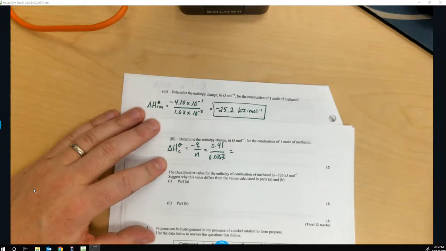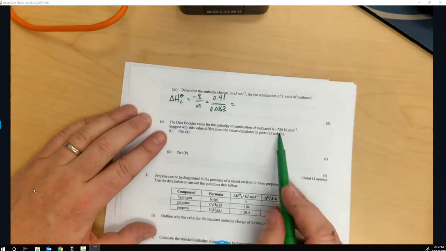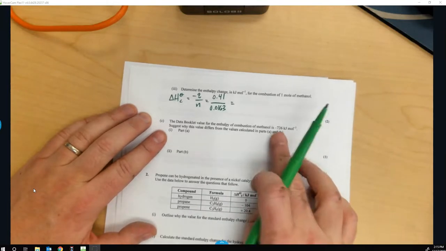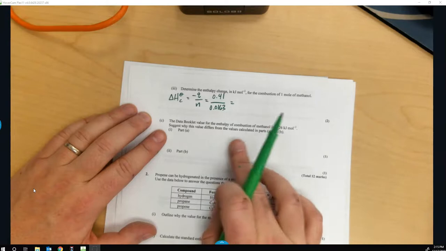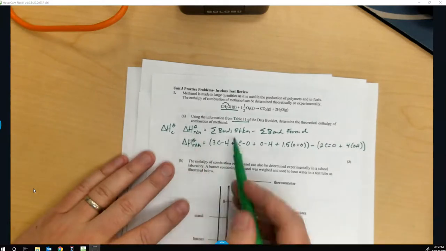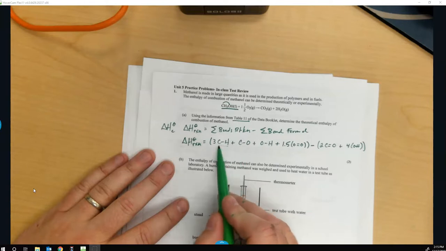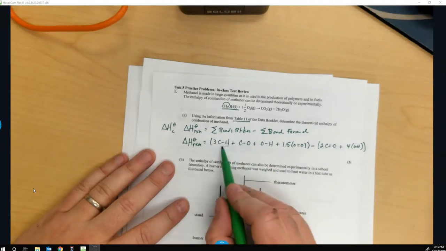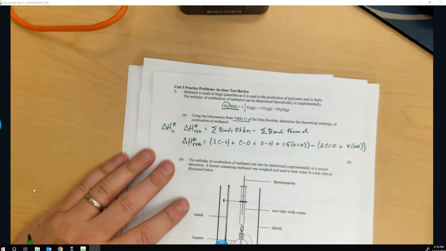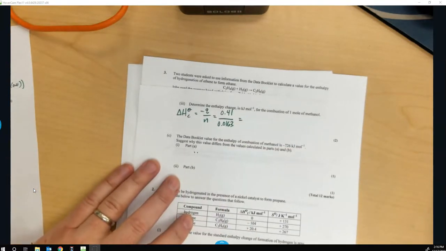All right, and it says the data booklet value for the enthalpy of combustion is negative 726. Suggest why this differs from the values calculated in parts A and B. So now we've got to know about our discrepancies. In part A, we used bond enthalpy. Now we know that these values are averages of a bunch of different compounds that contain those bonds, so they're not particularly accurate. That's what you want to say for part A.